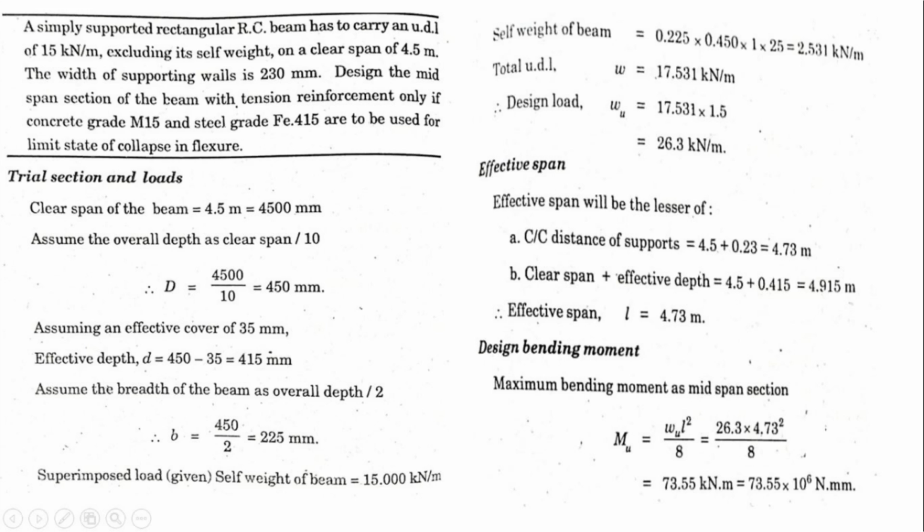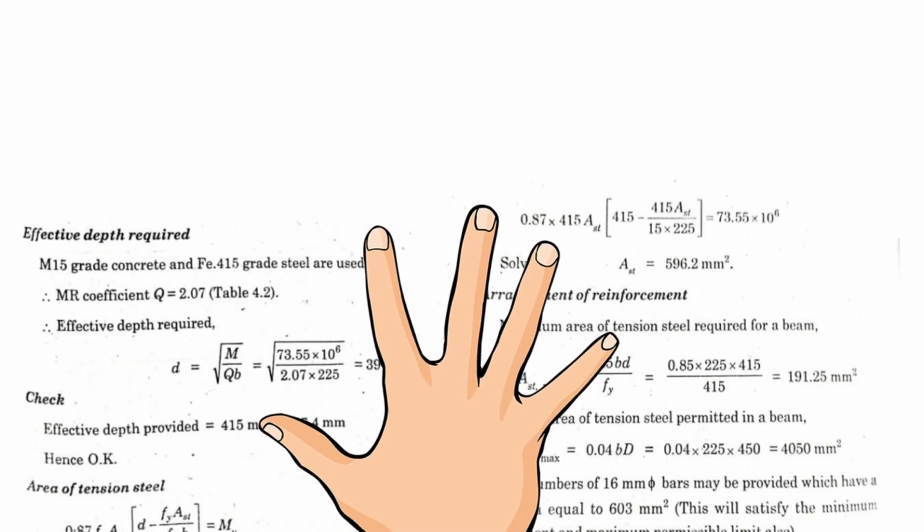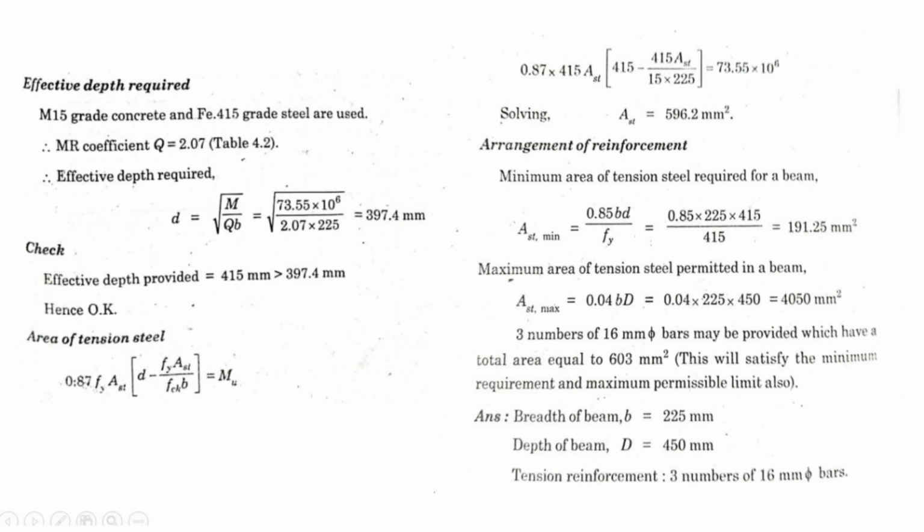73.55 kilonewton meter. For this ultimate bending moment, we get the Ast of 596.2 mm square. So for this Ast, 3 numbers of 16 mm dia bars are provided. The provided Ast is 603 mm square. So let me check these values in software.